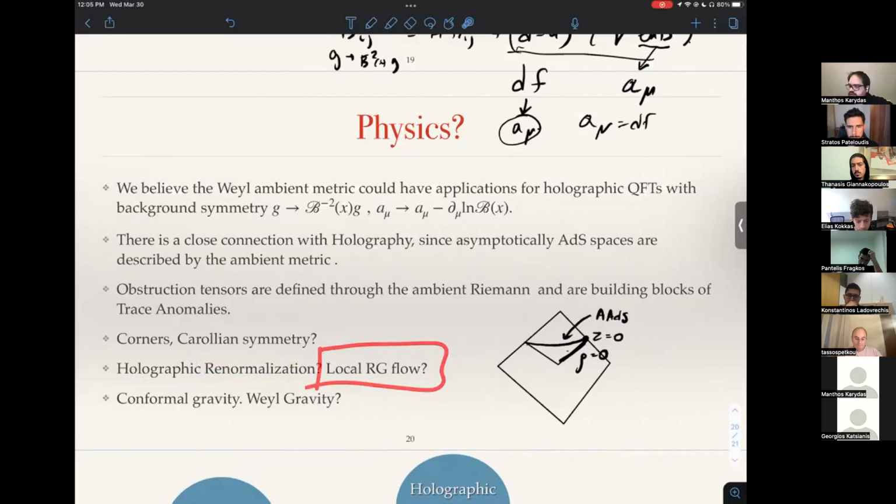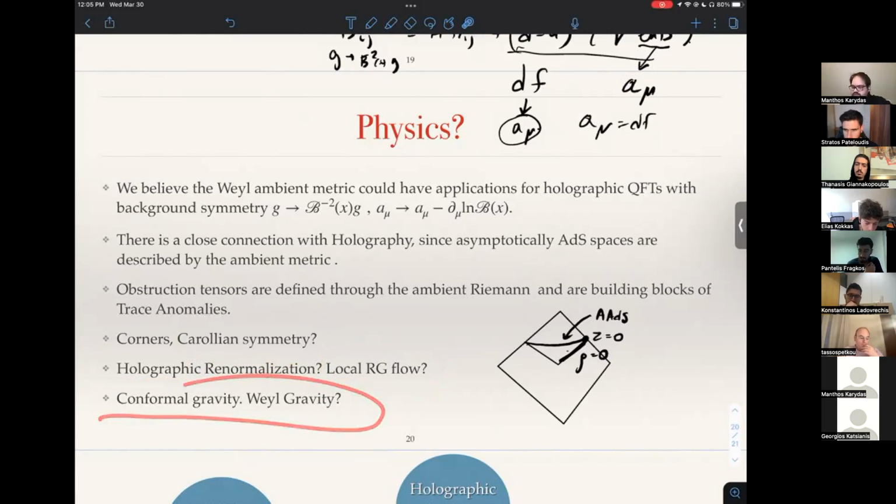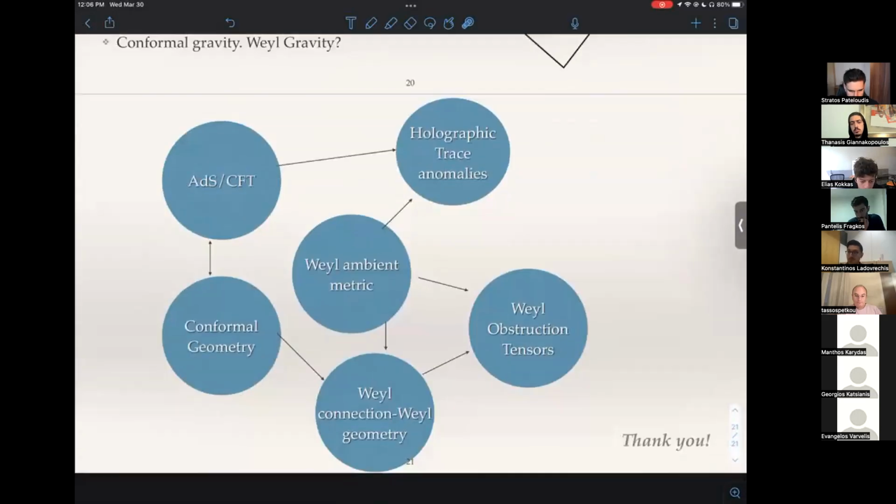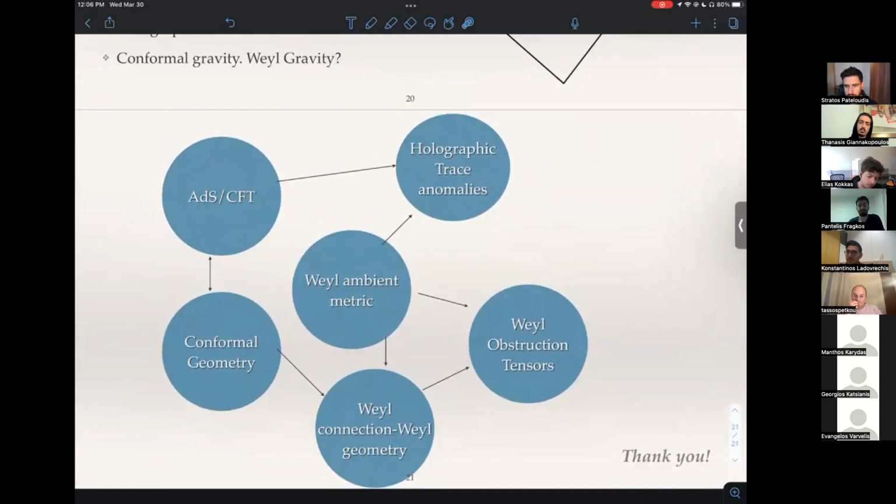And generally, you can take an RG flow. A question that I have is, what does this Weyl connection mean for RG flow in general? Because this is like gauging a local symmetry, and we know this is very related to RG flow. So maybe you can generalize some RG flow with a Weyl connection. And finally, there is some contact with conformal gravity or Weyl gravity. I think these tensors are the building blocks for these kinds of theories, but I don't know much about them. Okay, thank you very much. Thank you for your attention.